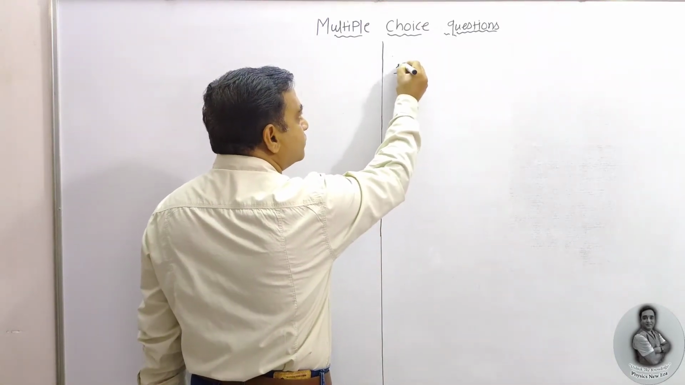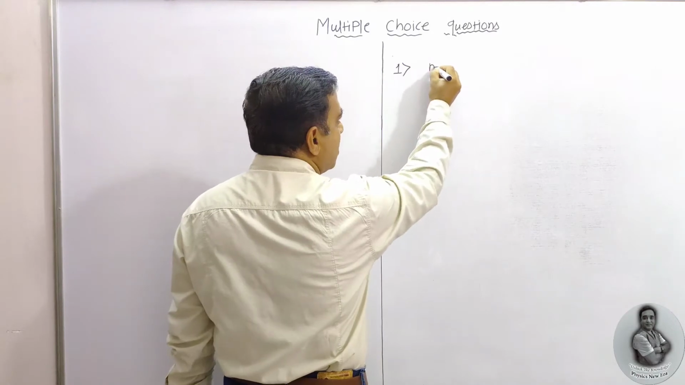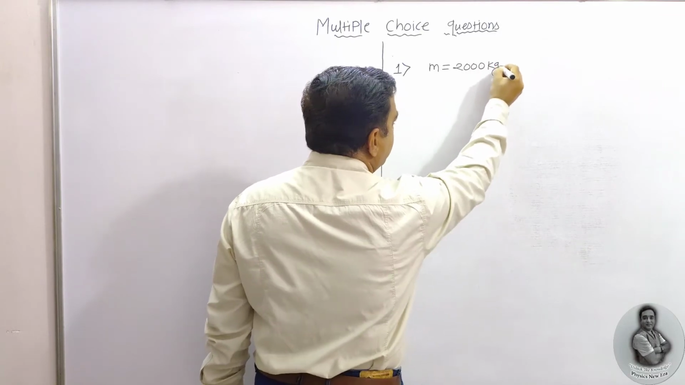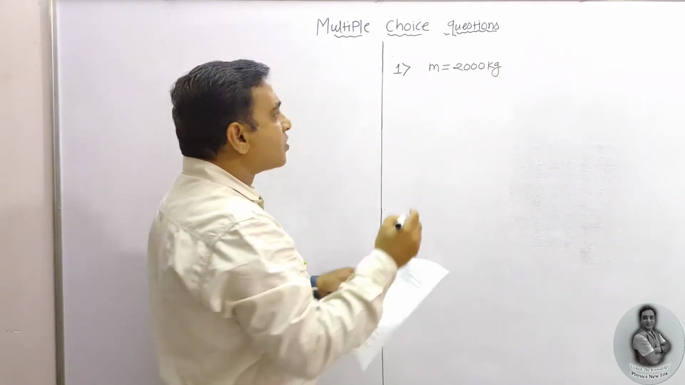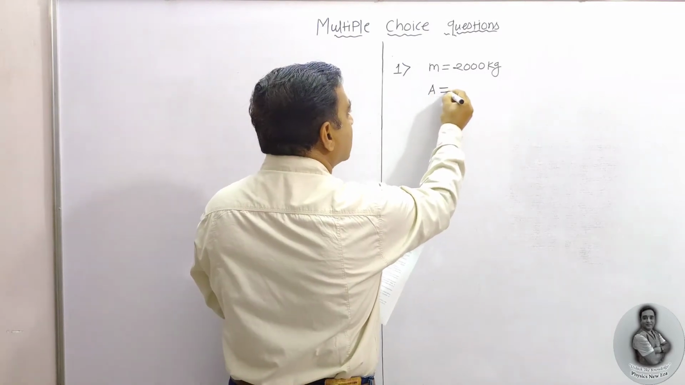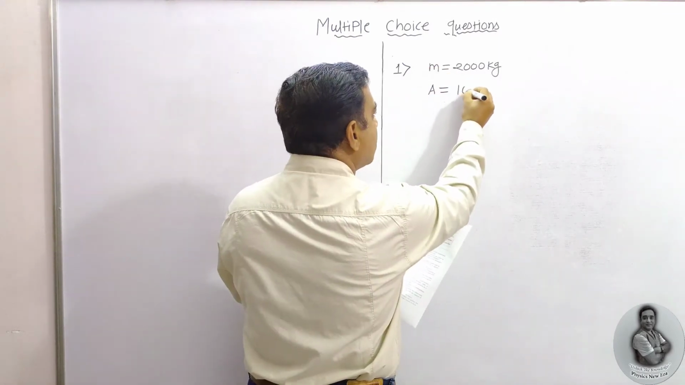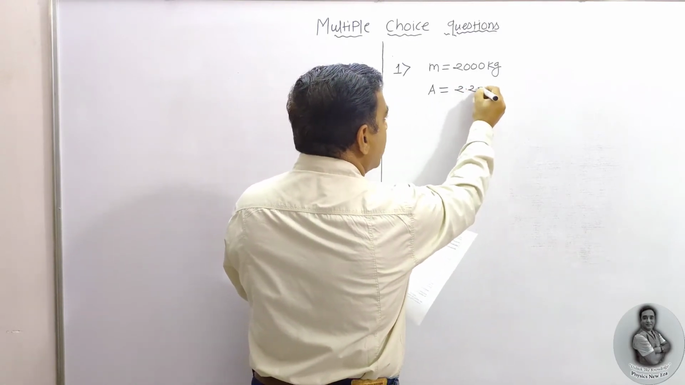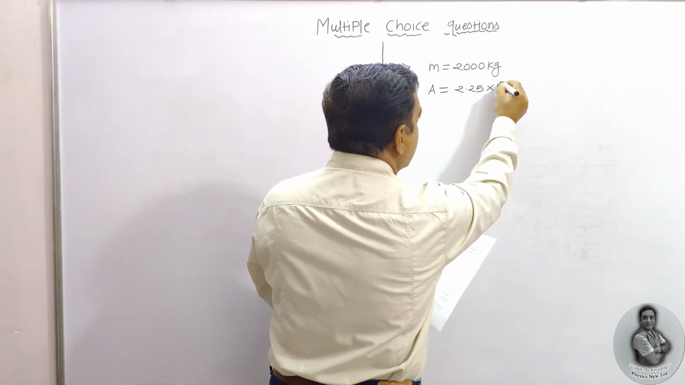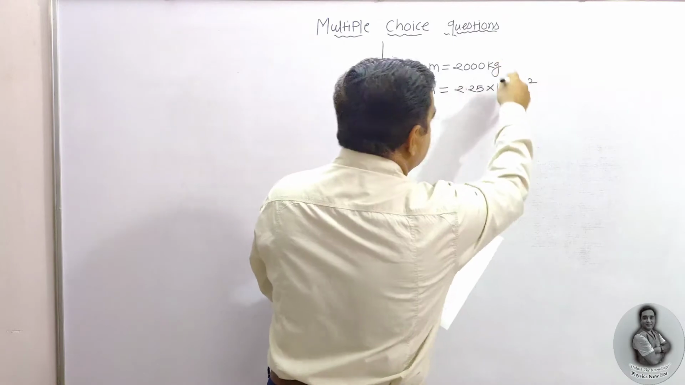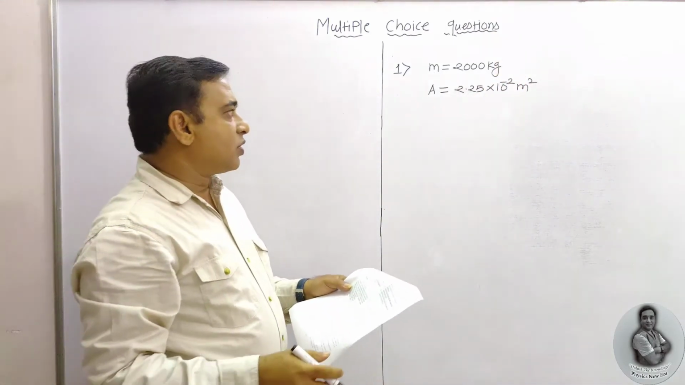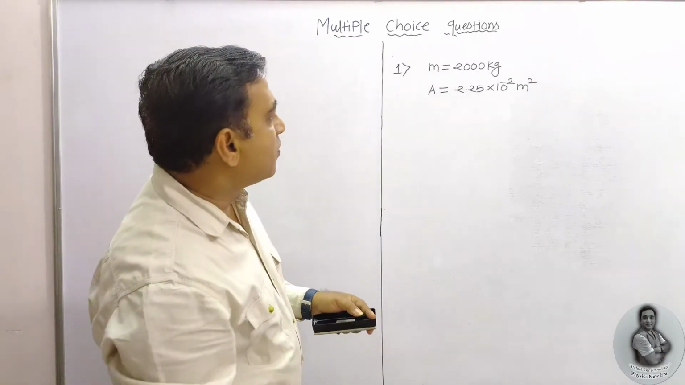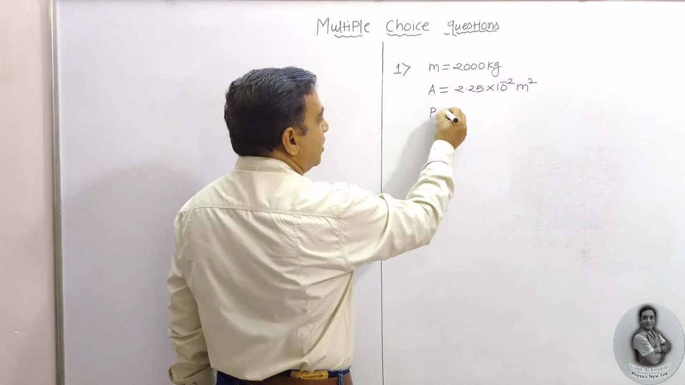Number 1, the mass is given, that is mass is equal to 2000 kilogram. And what about the area of cross section? It is given as 2.25 into 10 raised to power minus 2 meter square. See, all these are in SI units. Don't need to convert anything. What is the maximum pressure we need to calculate?